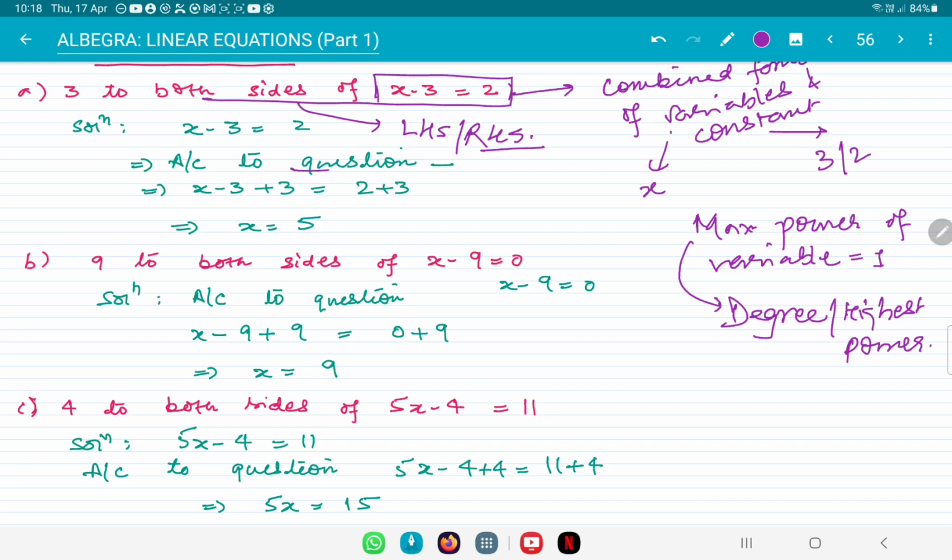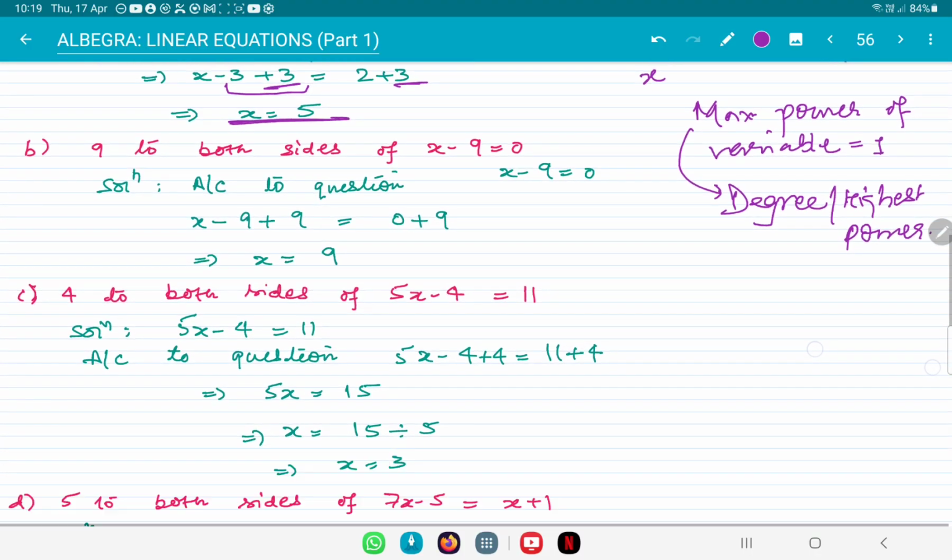According to the question, we are adding 3 to both sides. So x minus 3 plus 3 is equal to 2 plus 3. They are opposite of each other. On the left hand side they are both opposite of each other, so they will cancel. So we get x is equal to 5. Final answer: x is equal to 5.